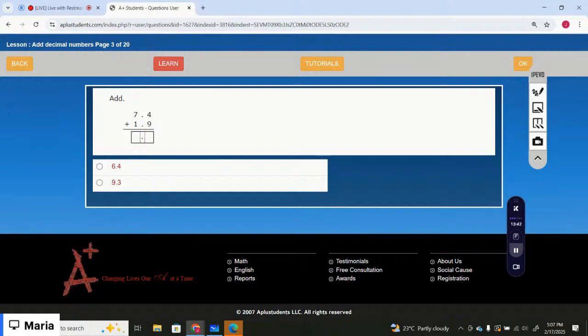7.4 plus 1.9, which is the correct option? Very good. That is option number 2. 9.3 is the correct option.